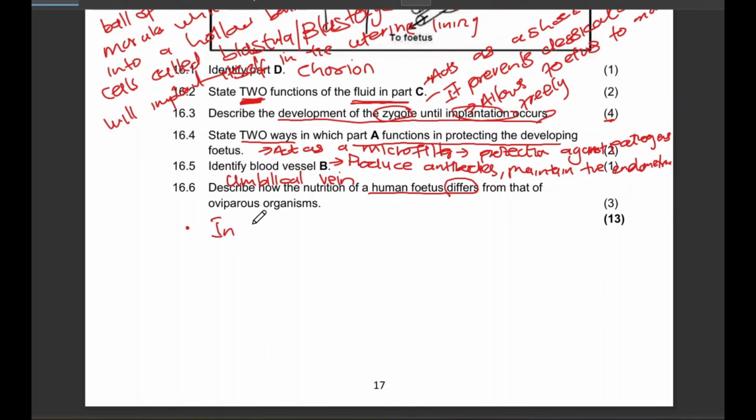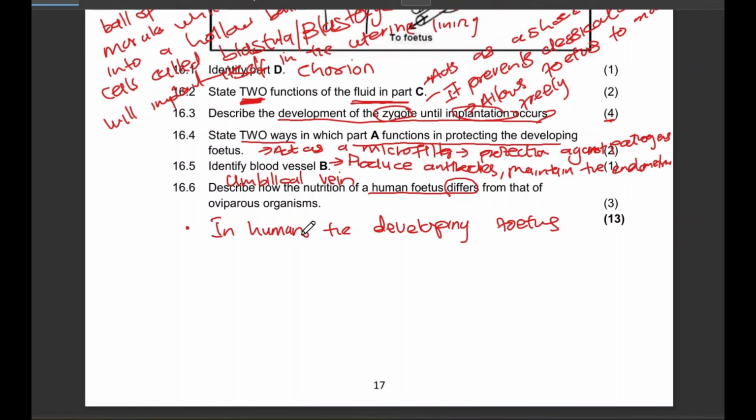Okay, that's exactly what we know. So we need to be specific here. So let's talk about humans first, then we'll talk about the oviparous organisms. So in humans, the developing fetus, and don't use the word baby, guys. Let's use keywords. Is it a zygote at that stage? Is it an embryo? Is it a fetus? What is it? Don't use the word baby.